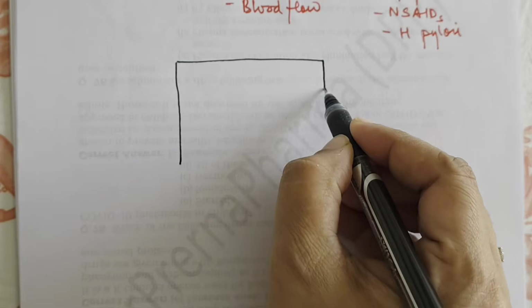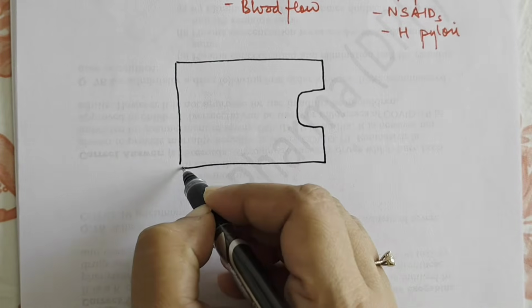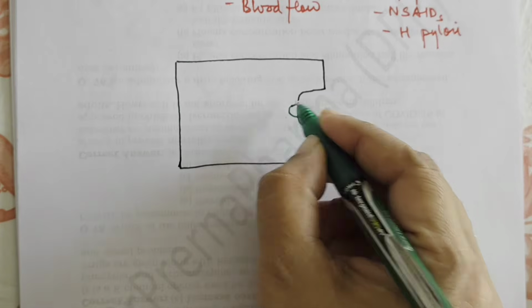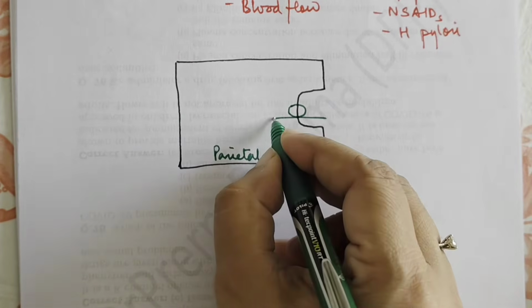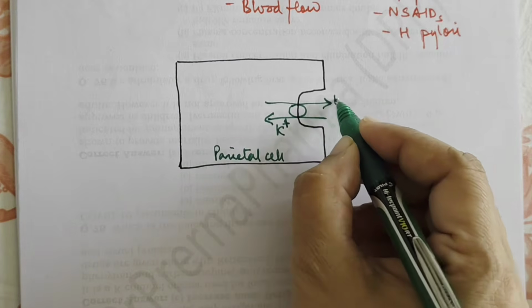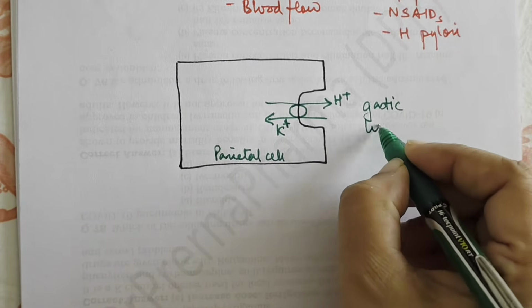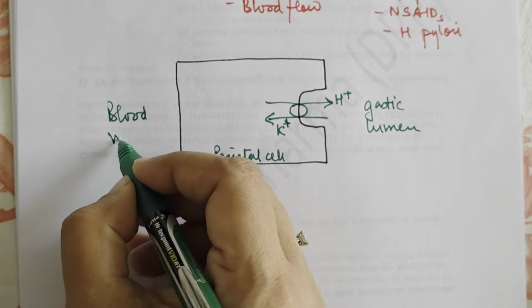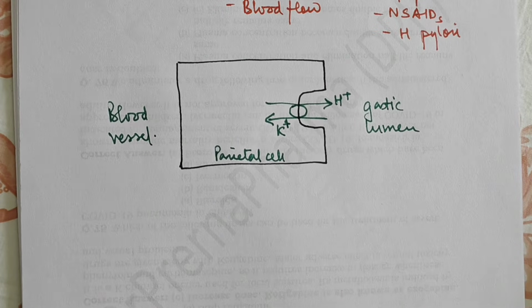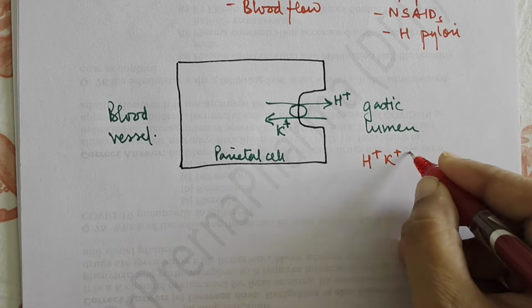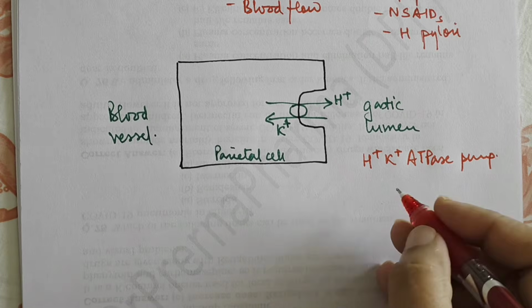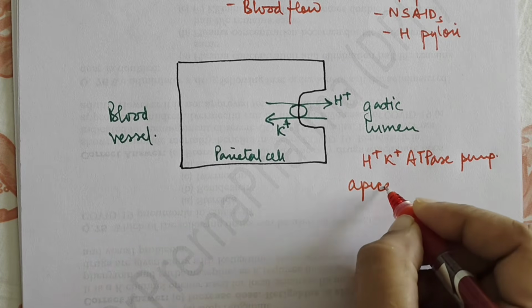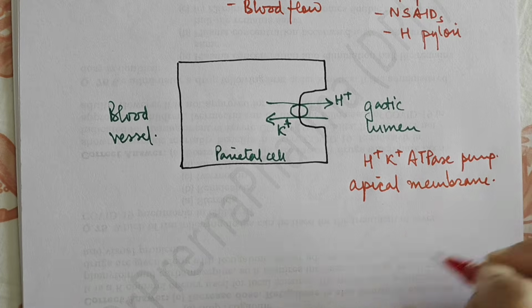It is very important to understand the diagram first. So our hydrogen potassium ATPase pump, this is our parietal cell, okay? This is our parietal cell and here there is a pump, that is hydrogen potassium ATPase. Now this pumps potassium inside and hydrogen outside. This is the gastric lumen, okay? And this is the blood vessel. So this is the lumen and this is our parietal cell. So this hydrogen potassium ATPase pump is present in the parietal cell, on the apical membrane of the parietal cell, right?